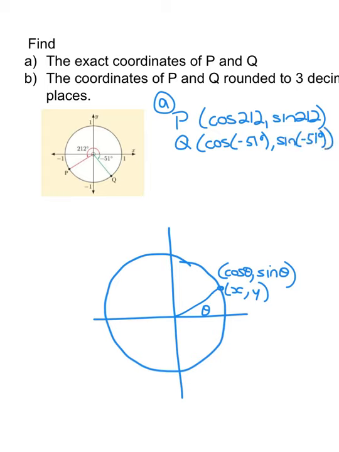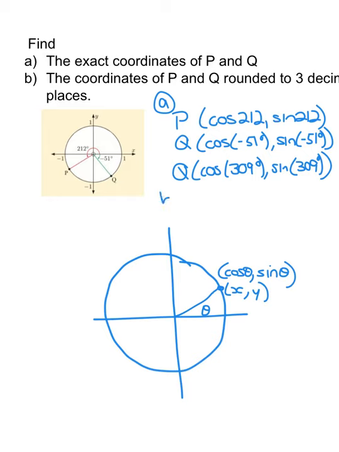That's how it works. Now negative 51, it's fine to put it like that, or you could say that that's going to be the same as 360 take 51. So that's cos of 309, sine of 309 degrees. They're actually the same, because 360 take 51 is the same as negative 51 degrees.